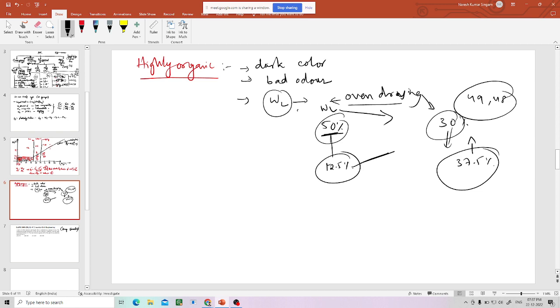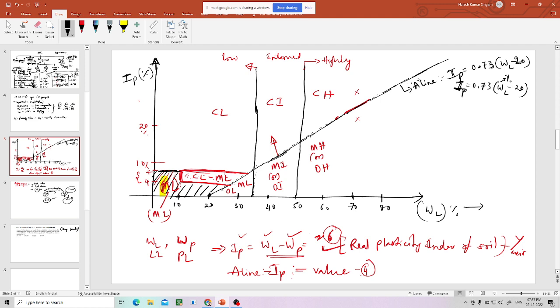So now you found out whether it is organic soil or highly organic soil or not, whether it is clay, silt, everything. But suppose you get border cases, I'll give you some. Suppose there is a point, I'll take blue color. There is a point like this. This is the first point. Another point, let us say it is here. This is the second point. And the third point, let us say it is here. And let us say the fourth point is at this point.